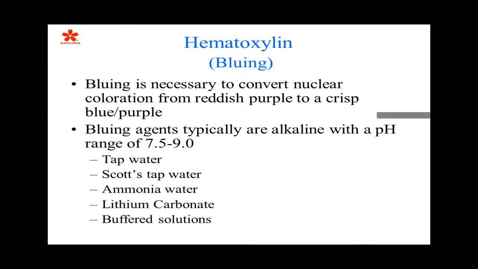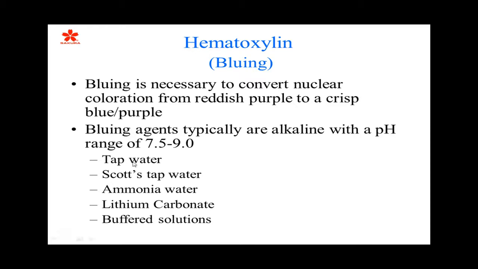Let's talk about bluing. After we've differentiated, we need to put the tissues in an alkaline solution to actually blue them up from the hematoxylin dye. So bluing is necessary to convert nuclear coloration from reddish purple to a crisp bluish purple. It is key that the pH of these reagents is between 7.5 and 9.0. Now we've already discussed optimal pH being somewhere around 4.5, but here we're putting this into the bluing reagent that is extremely alkaline and has a much higher pH.